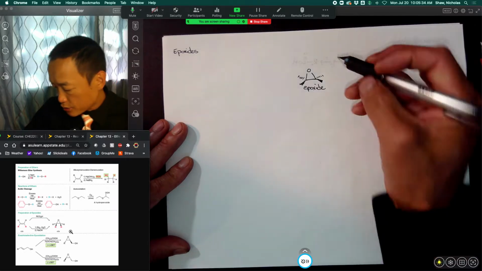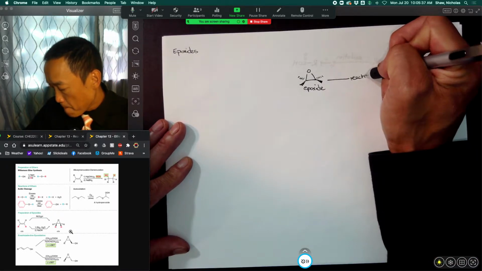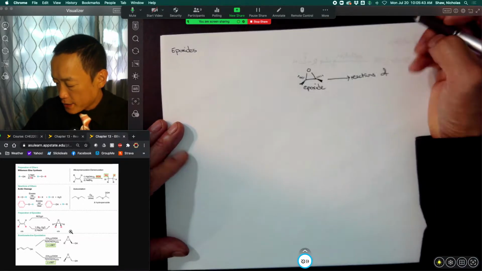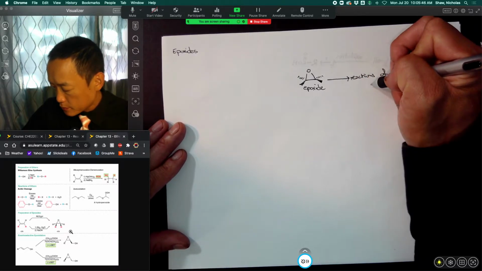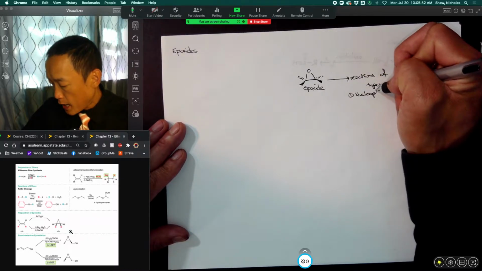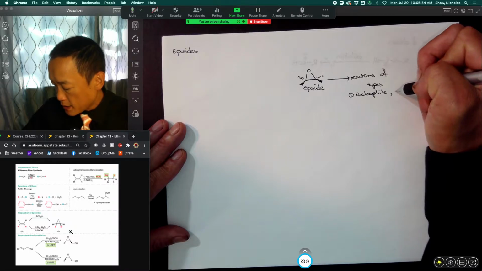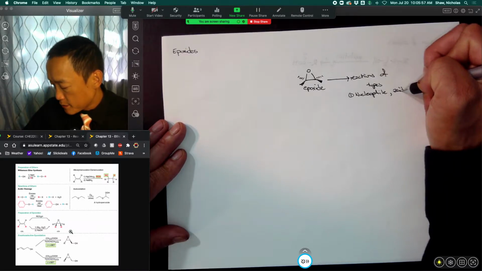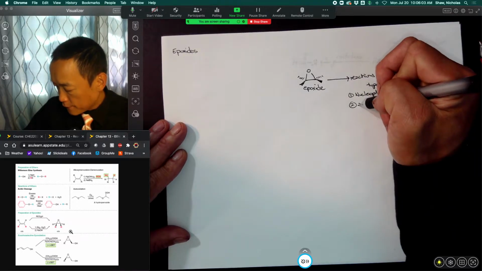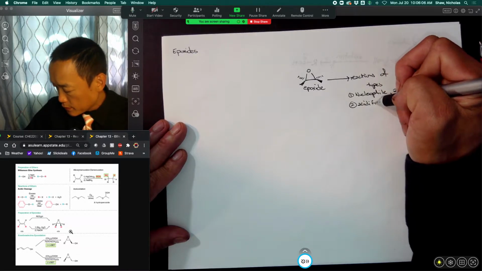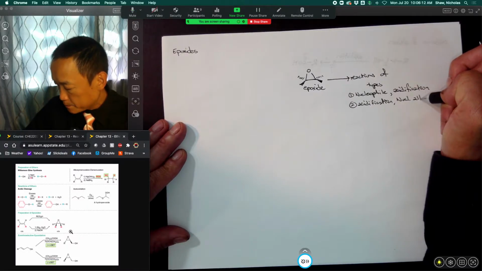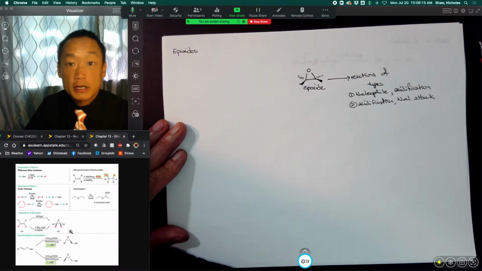We have to talk about reactions of epoxides, and what we're going to find here is that there's two types. Option 1: a nucleophile is added first, followed by acidification. Option 2: acidification first, followed by nucleophilic attack. That's something we'll get into in just a little while.